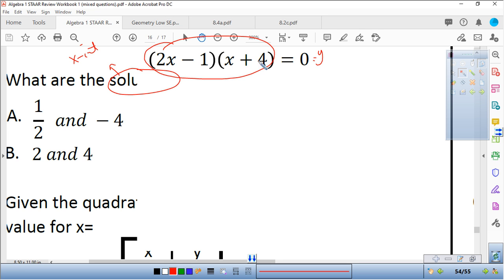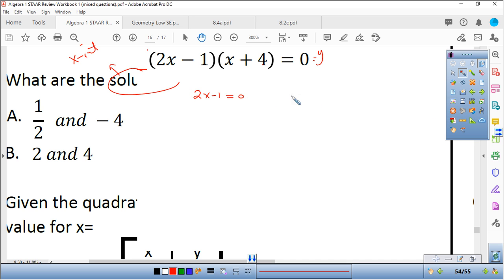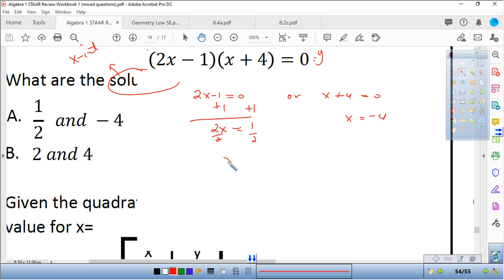Well, when does this whole thing go to 0? This is what happens. And I showed you this one. Y'all are not very fond of it. Nobody is ever fond of this. But this thing goes to 0 when 2x minus 1 equals 0, or when x plus 4 equals 0. Here it is -4. I just subtract 4 on both sides. You add 1, now 2x is equal to 1, divided by 2, and x is equal to 1/2. That's it.